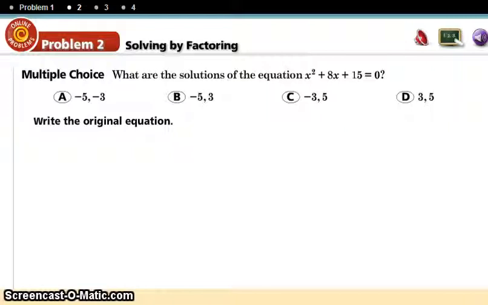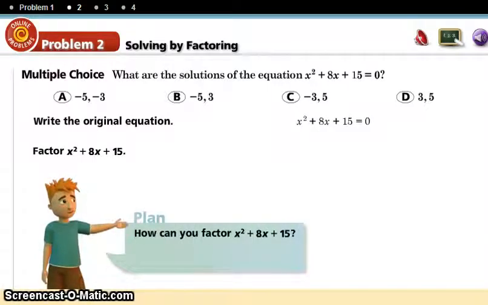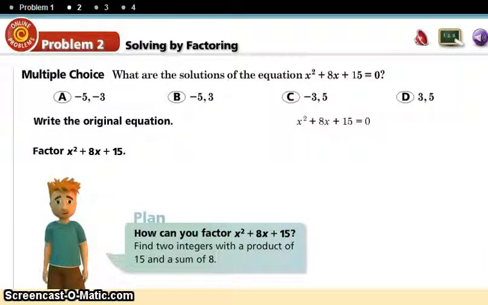Start with the original equation. Factor the polynomial. How can you factor the polynomial x squared plus 8 times x plus 15? Find two integers with the product of 15 and a sum of 8. What can you multiply to get 15, add to get 8? Which two numbers? That's not your answer. Even if you find it up there, that's not the answer. That's just in the process of factoring. We have not solved this equation yet.